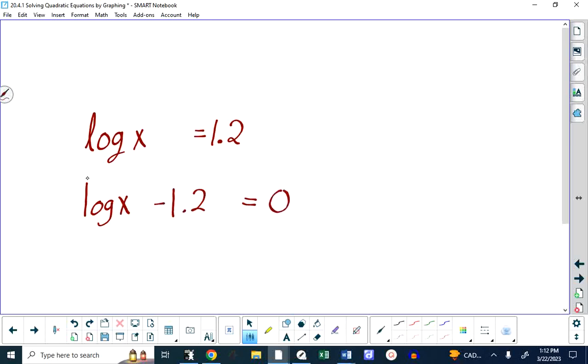Make an equation out of it that's equal to 0. And then say, even though there was no y there, I'm going to graph log of x minus 1.2, and I'm going to find an x-intercept of that graph. And the x-intercept of that graph is going to be the solution to that equation.